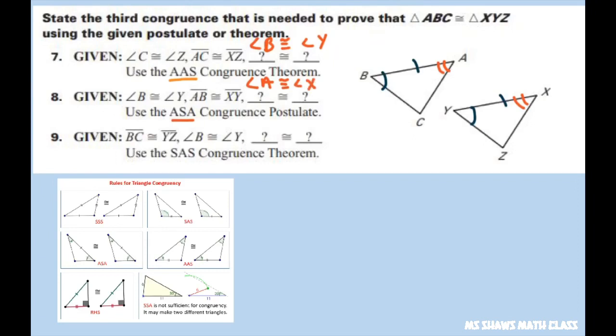And the last one we have is side angle side. So BC is congruent to YZ. Angle B is congruent to angle Y. And we need side angle side. So we can't put the side there, because that would be side angle. You have to put the side here. So that would be AB is congruent to XY. And that's it.